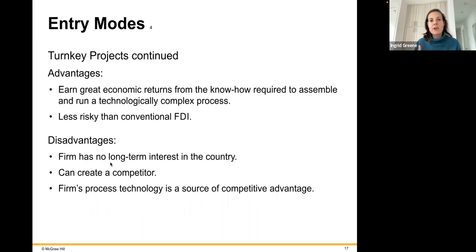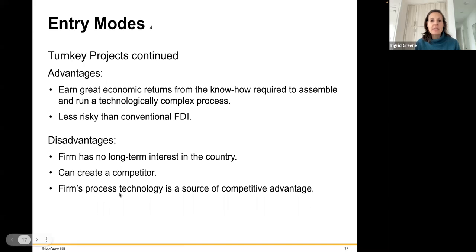The disadvantage is that the firm has no long-term interest in the country. And I think this is also important when a country welcomes turnkey projects, because they'll know that the firms working in their country don't necessarily care about how the project's going to be in 10 years, or the people, or how it's going to affect their long-term outlook in that country. There can be a lot of disadvantages there. It can also create a competitor, right? So if you're in an oil-rich country, and African countries are now drilling for oil, now there's oil out there that will compete with the oil in your country.